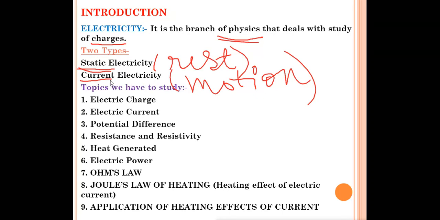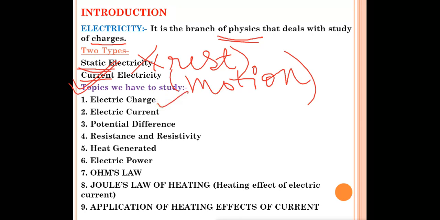According to your 10th standard syllabus, we don't have to read about static electricity. We will read about current electricity over there. So let's start the topics which we have to study in this chapter. First of all, we should have a look at the topics which we have to study in this tutorial. What are the topics which we have to study?